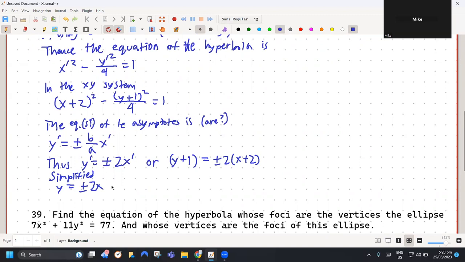So if you simplify them, and then i-separate mo na siya into two separate equations. So simplify mo na yung case na what if positive, what if negative. Kasi masyadong magulo kapag i-try mong pagsamahin.